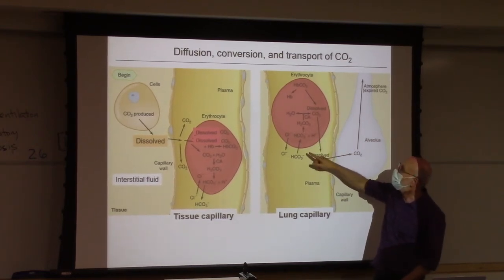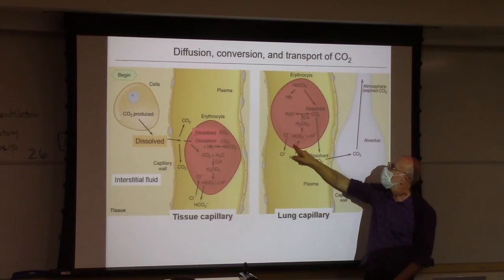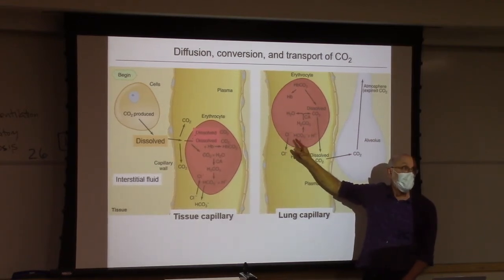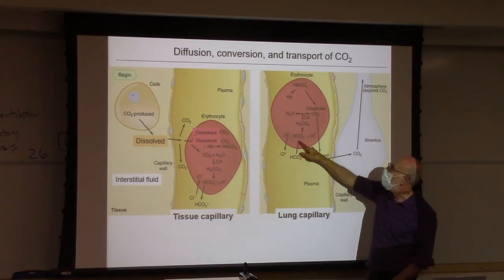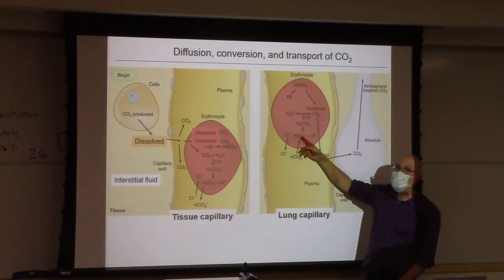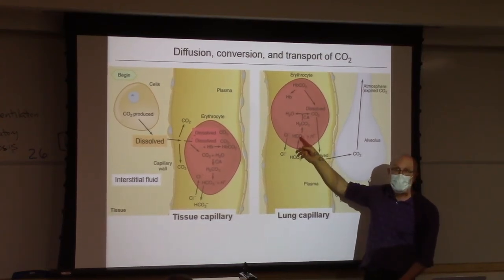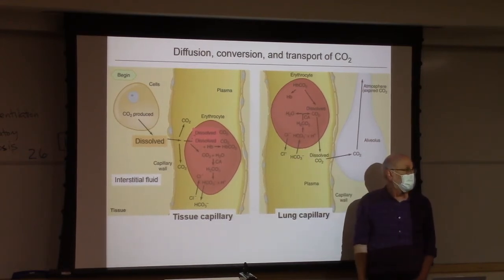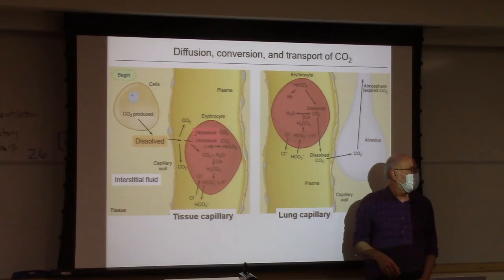So let's go back to this. This is the exchange protein. We need the protein here to get bicarbonate from plasma into a red blood cell. It does it through a protein that exchanges bicarbonate and chloride. We have lots of chloride everywhere.